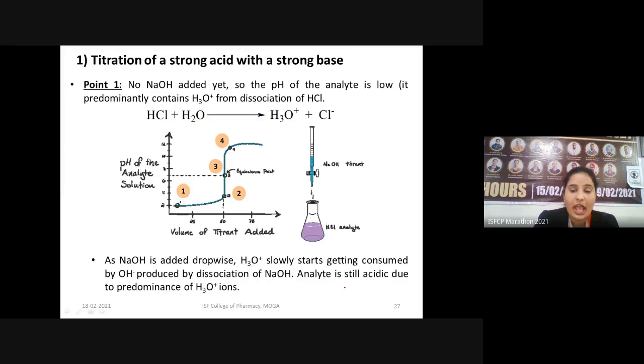The analyte will still be acidic because we have not added a sufficient number of OH negative ions which are required for the complete neutralization of the protons. So still the pH of the medium will be acidic.